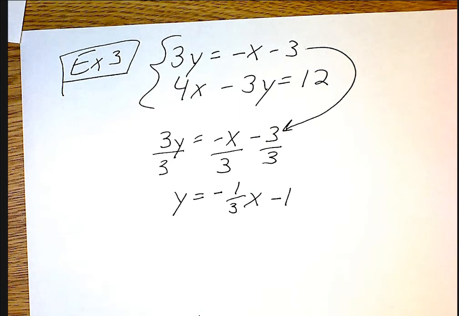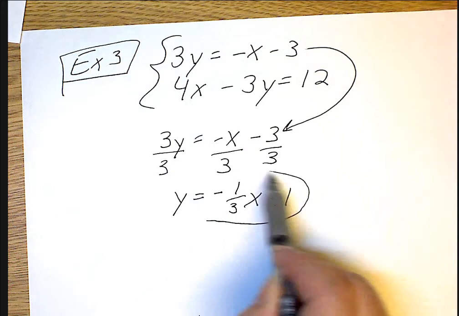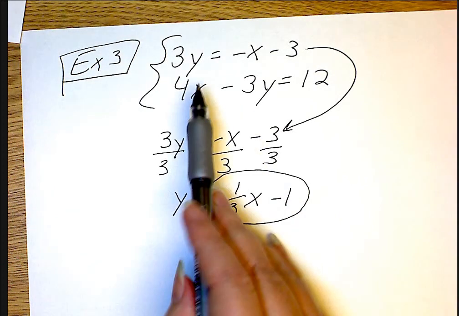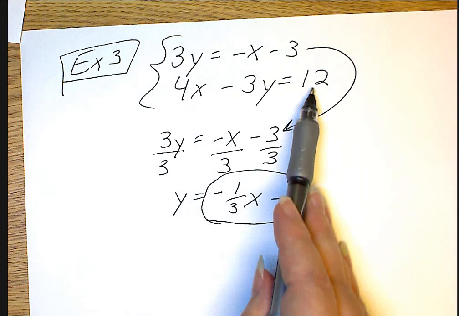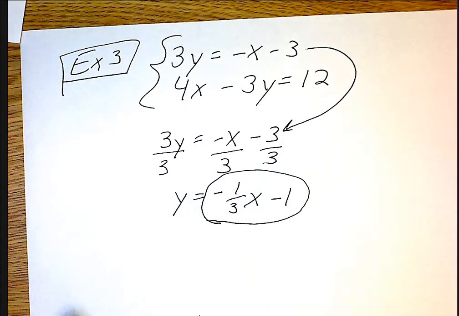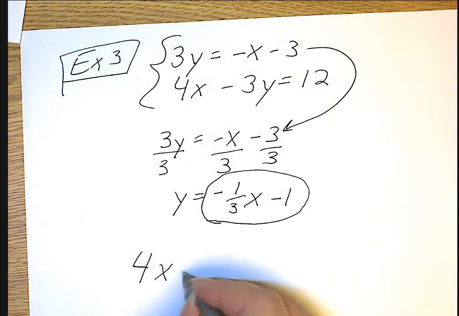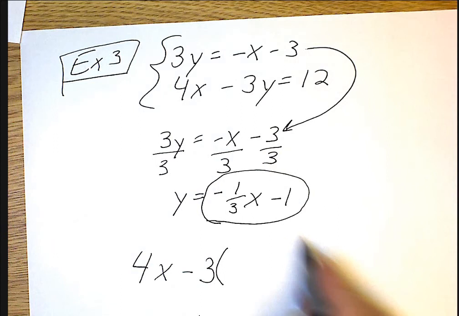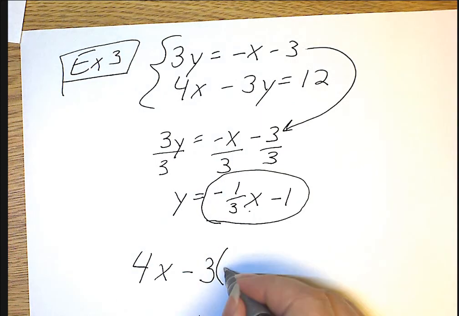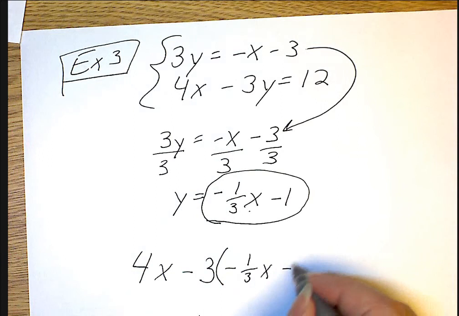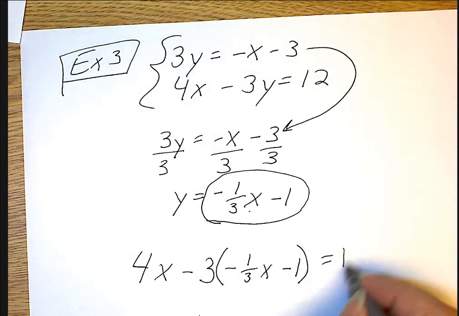Alright. Hannah, what do you think I can do now? Okay, well, you could set them equal to each other, but we know what y equals, right? Do you see how it says 4x minus 3y is equal to 12? Where could we put this right here? Yep, we could put it in for y. So what we're going to do is we're going to have 4x minus 3, and then instead of y, we're putting this. So we have negative 1/3 x minus 1 is equal to 12.